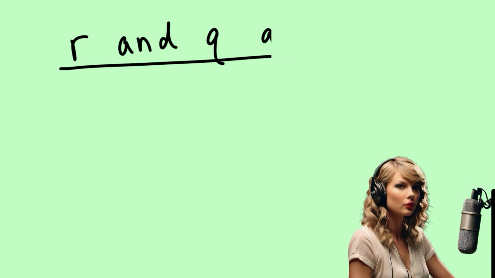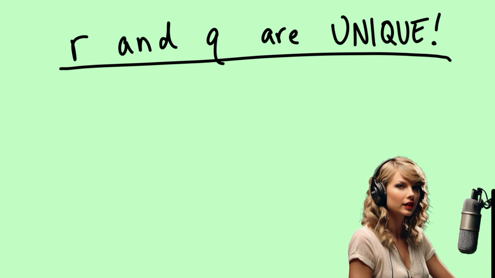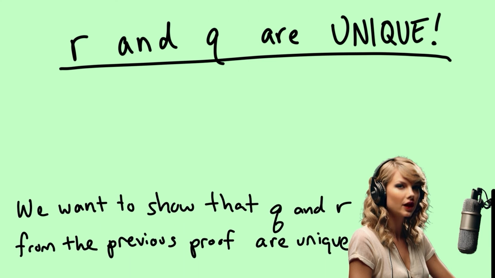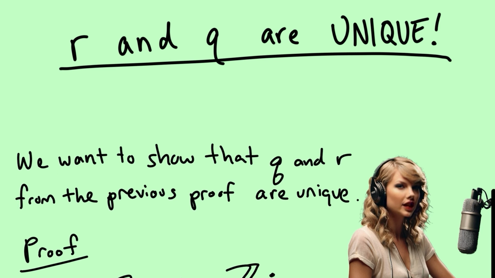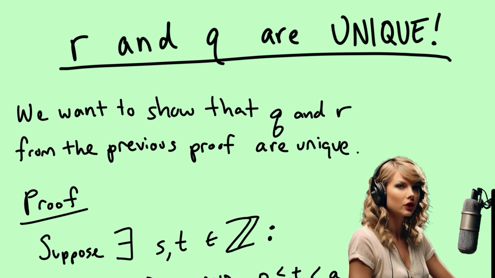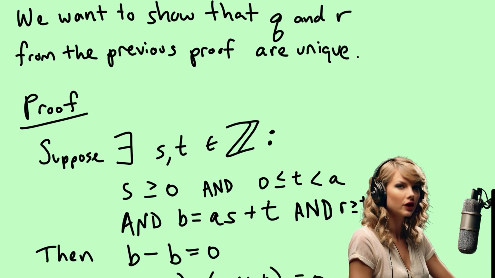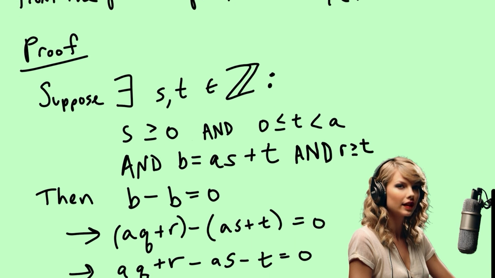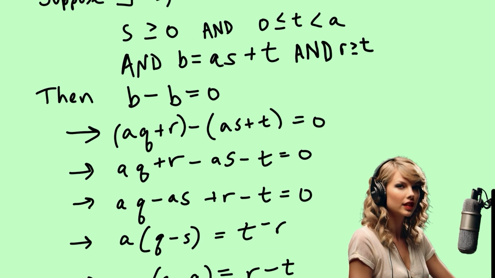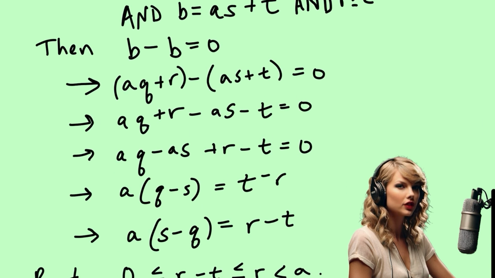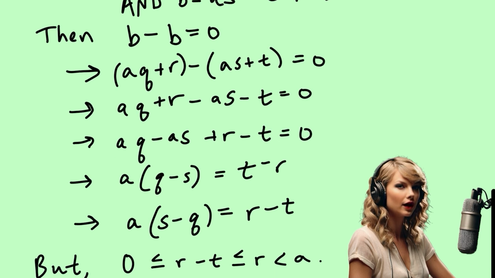Still want more? Okay, I've got one left in me for today. Let's prove that the Q and R from earlier are unique. Suppose that B was equal to both A times Q plus R and A times S plus T. We want to show that Q must equal S and R must equal T. Let R be greater than or equal to T. Then subtracting B from itself gives us this statement. But wait, 0 is less than or equal to R minus T, which is less than or equal to R, which is less than A.